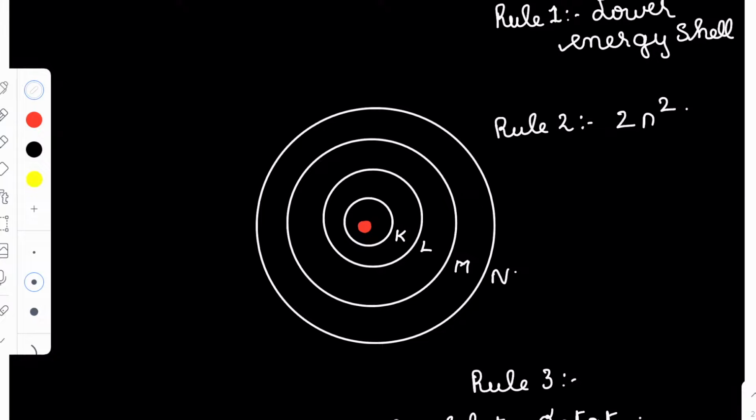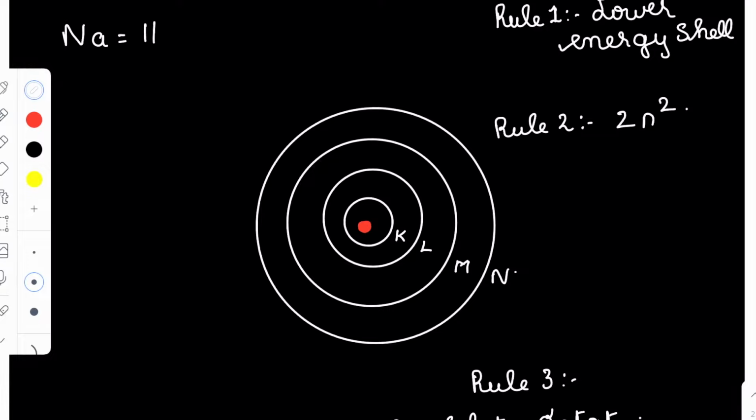Let's take an example of the element sodium with its atomic number as 11. Now, according to the distribution law, the first rule I need to follow is to start arranging the electrons from the lower energy shell around the nucleus. So, the lower energy shell is K. Clear? Next, to distribute the electrons, I need to follow rule number 2, that is 2n squared.